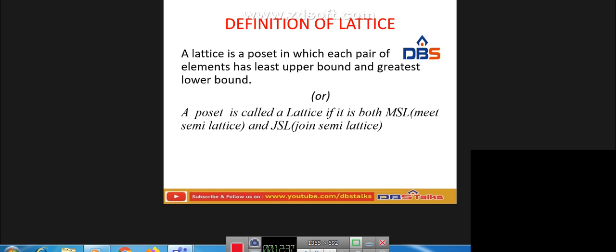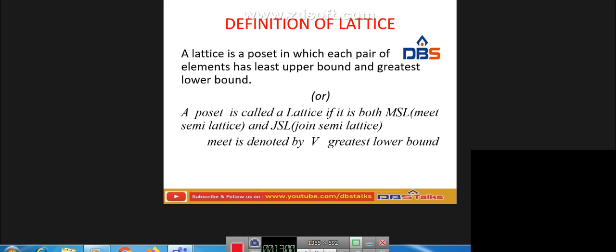Or a poset is called a lattice if it is both a meet semi-lattice and a join semi-lattice.